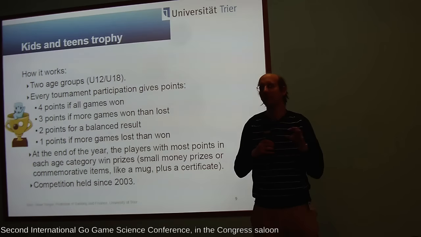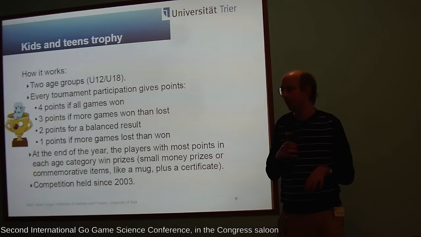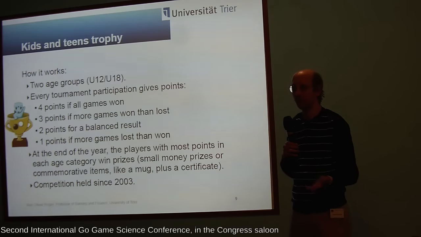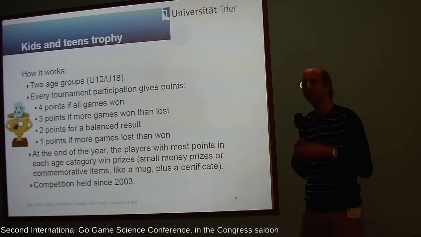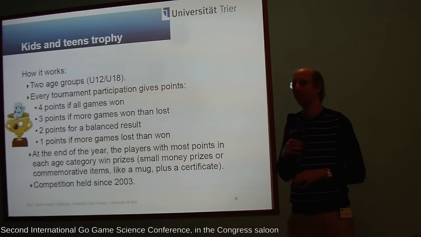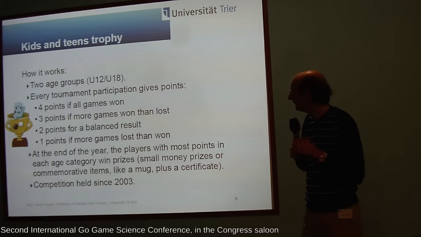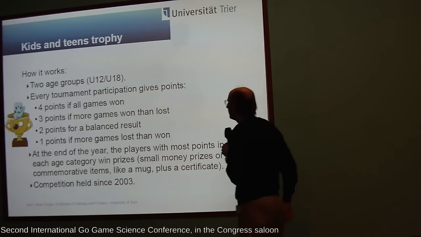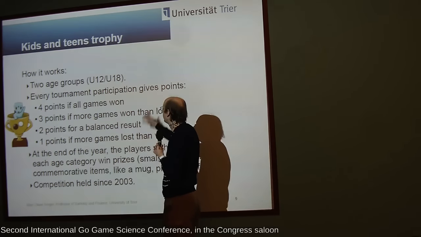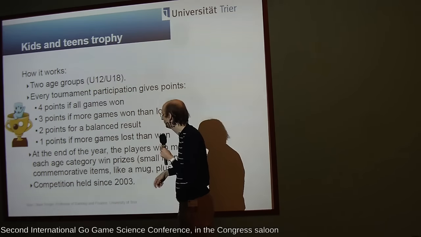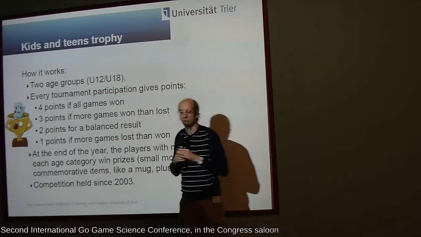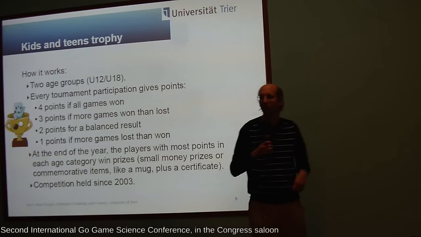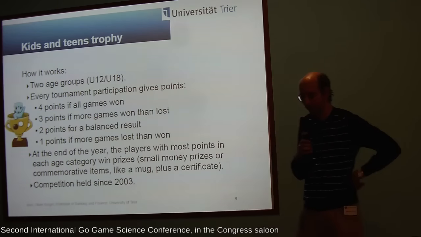It works like this: every time a child participates in any tournament that is announced beforehand, so it's not, hey, I played a tournament with my daddy, but a real tournament, yeah? But it doesn't have to be EGF rated. If he or she participates there, then he gets 4 points if he won all games, 3 points if positive balance, 2 points for a draw, and 1 point for participating but not with more losses than wins.